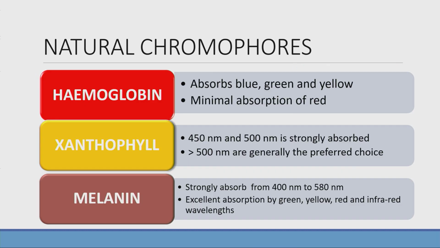The natural chromophores are hemoglobin, which absorbs blue, green, yellow with a minimal absorption of red. So in case of vitreous hemorrhage, we use infrared light, which is less scattered. Then xanthophyll. Xanthophyll is seen in the macula and it absorbs in the wavelength 450 to 500. So whenever we do macular lasers, we aim for a wavelength more than 500 to minimize the macular damage. Melanin, which is present in the iris and also in deep retinal tissue, absorbs from 400 to 580. It has excellent absorption of yellow, green, red.